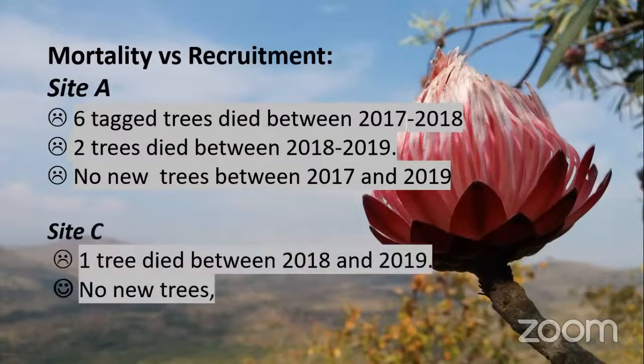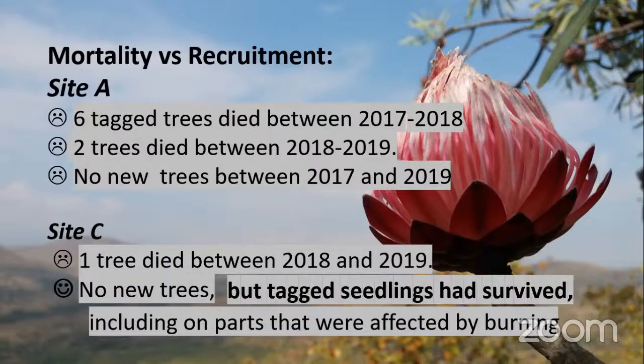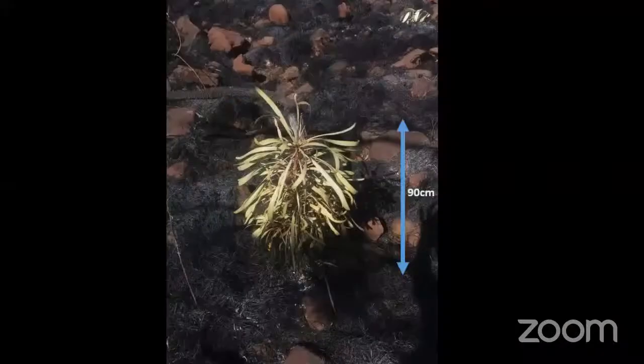In site C, only 1 tagged tree had died. It also showed no recruitment between the sampling periods, but fortunately, it already had some seedlings. The seedlings also appeared to fare relatively well after burning. Here's an example of that: we could see one of the smaller trees that we found in good shape just a few days after a fire.